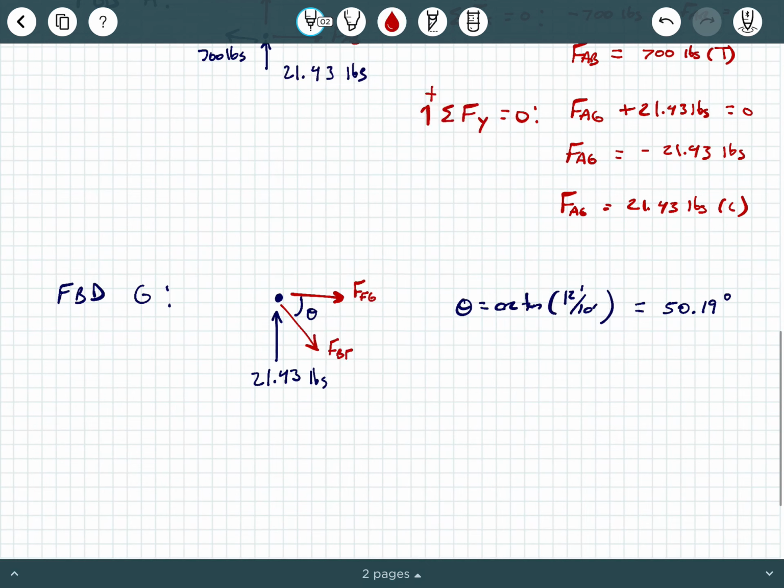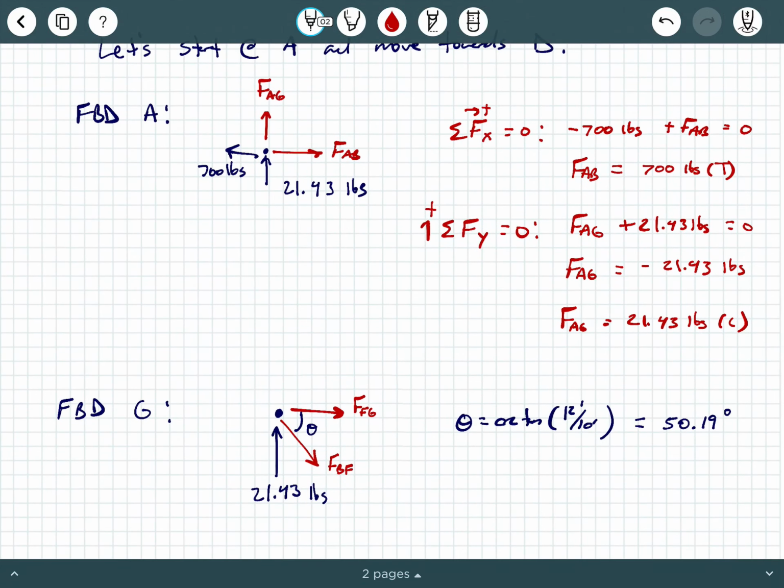Force in FG, force in BF. I prefer to label these subscripts in alphabetical order. That's why I say FG and BF, by the way, in case you were wondering. Now, my next question, before we actually calculate anything: why is this 21.43 pounds pointing up when we're at joint G?